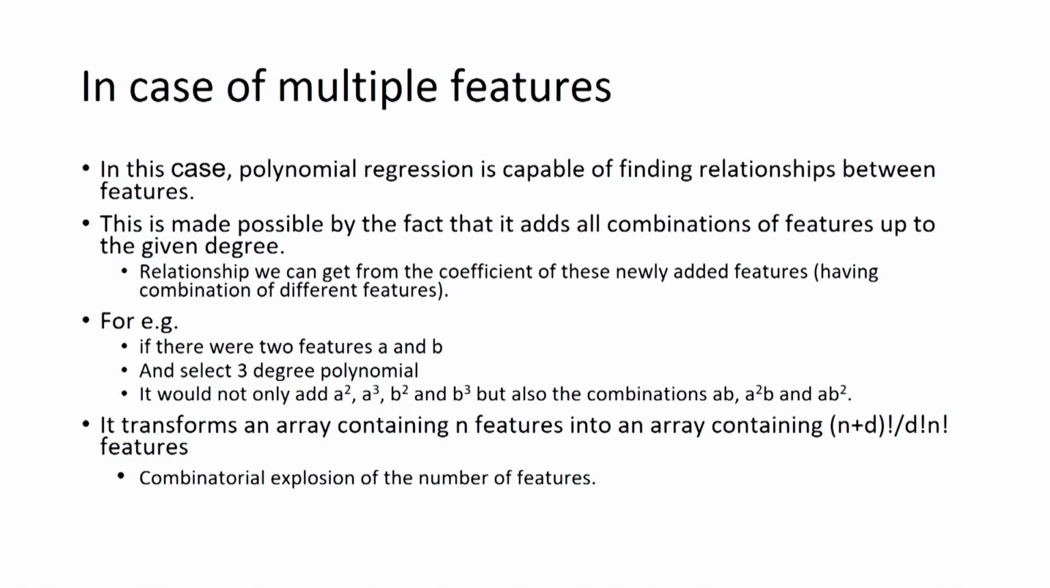So, multiple linear regression, as we have seen, also helps in finding the relationship between features. By seeing the coefficients of those terms where more than one feature is present, like a b, a square b or a b square, we can find relationships among them. We can say it transforms an array containing n features into an array containing (n plus d) factorial upon n factorial d factorial features, where d is the degree of the polynomial.